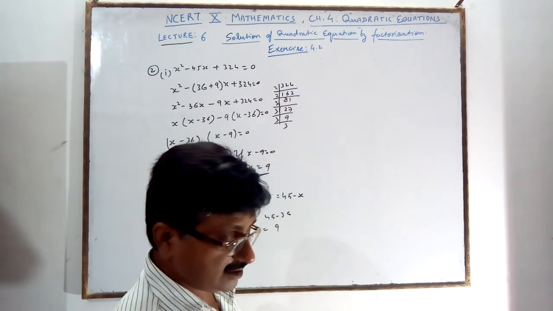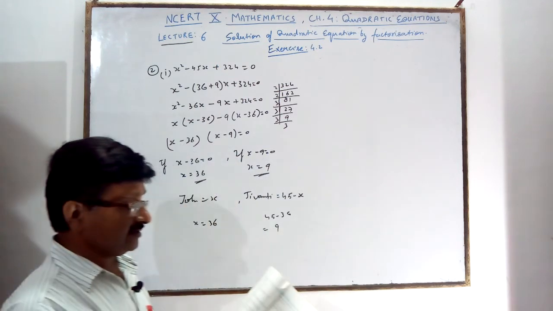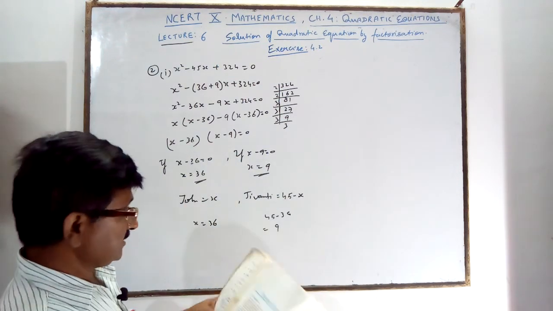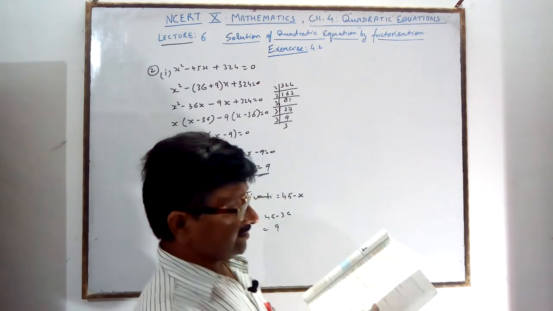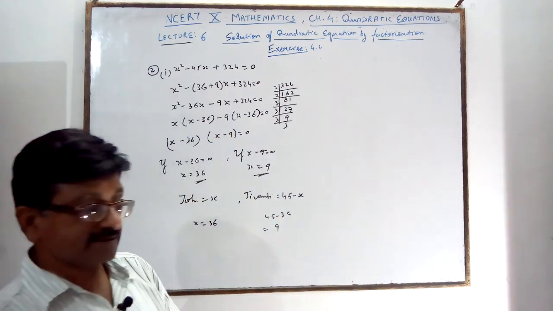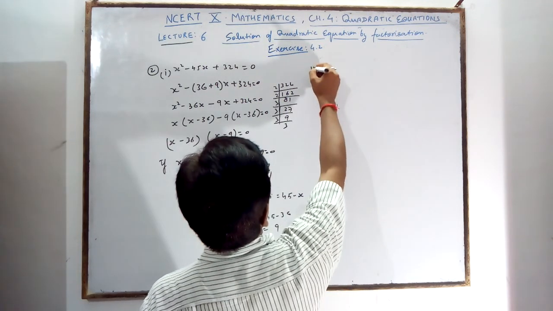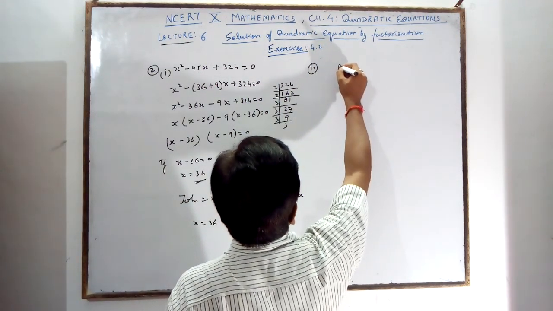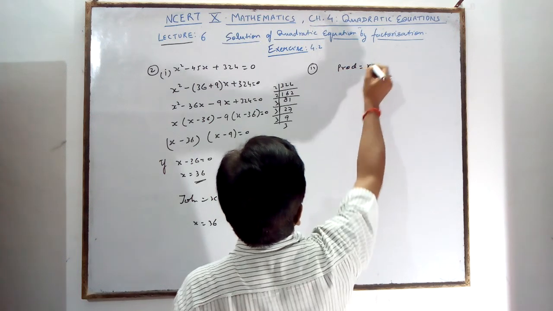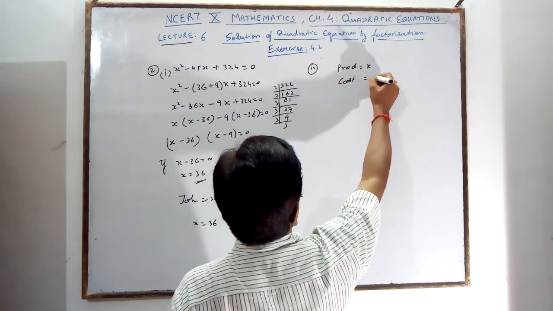The second part of this question is also given. What is the second part? In the second part, a cottage industry question. If the number of production is x, then the cost of one will be 55 minus x.